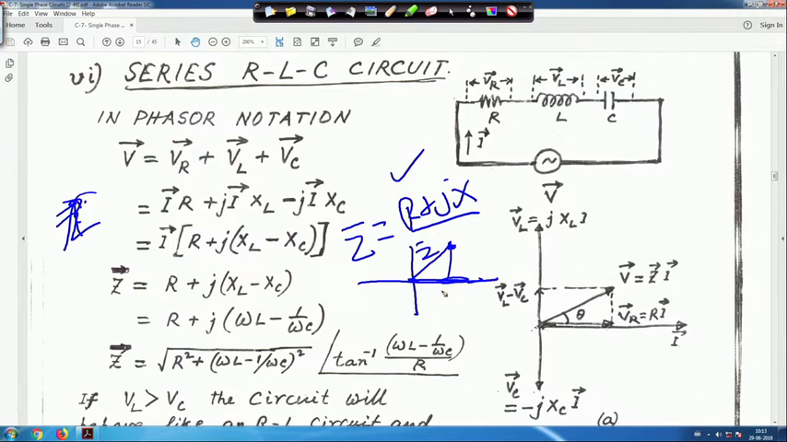If it is capacitive, X will be negative, so it will be somewhere here. So it is either in the first quadrant or in the fourth quadrant, but it should not be on the other side, because R is always positive. Hence my conclusion is that Z is a complex quantity, but not a phasor quantity. A phasor is a rotating vector, so its angle can be anywhere. For Z, the angle may be either in the first or in the fourth quadrant.